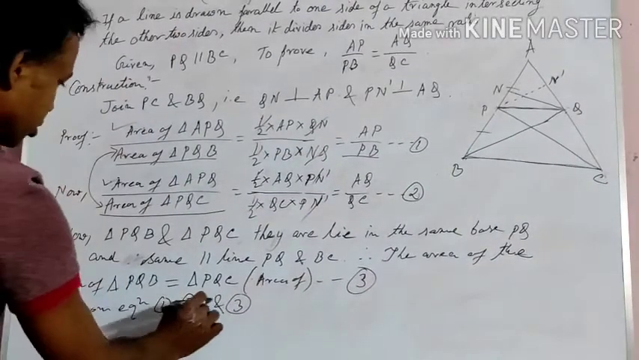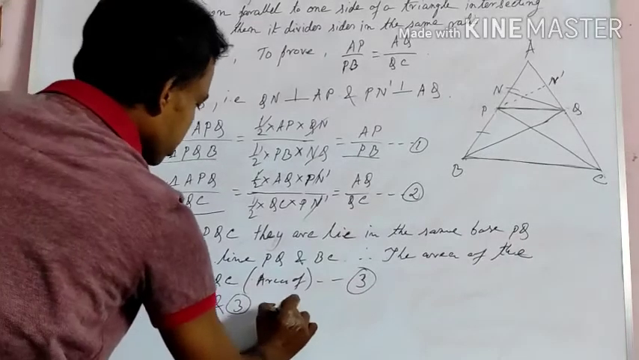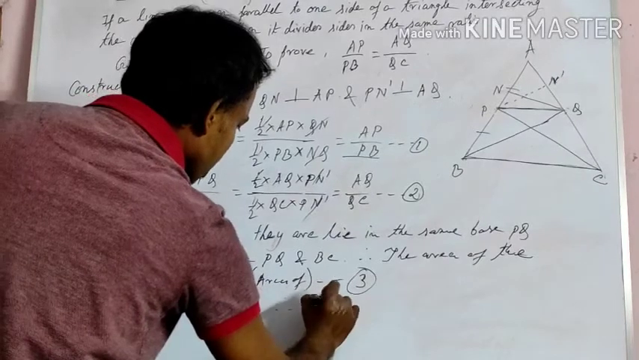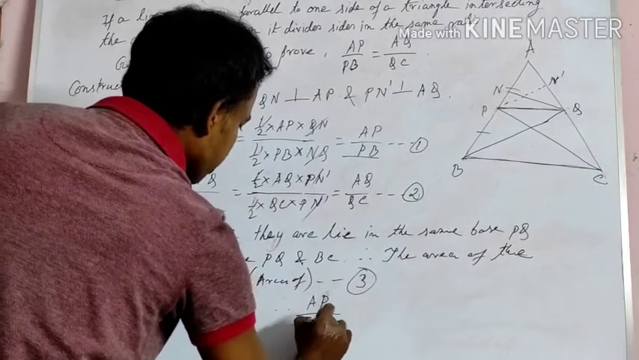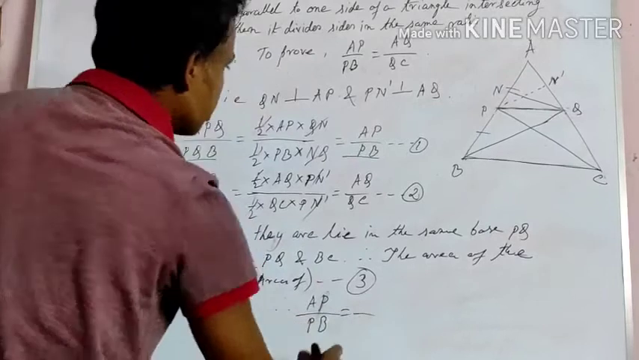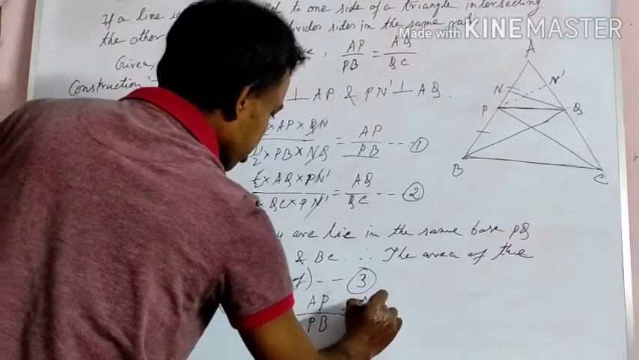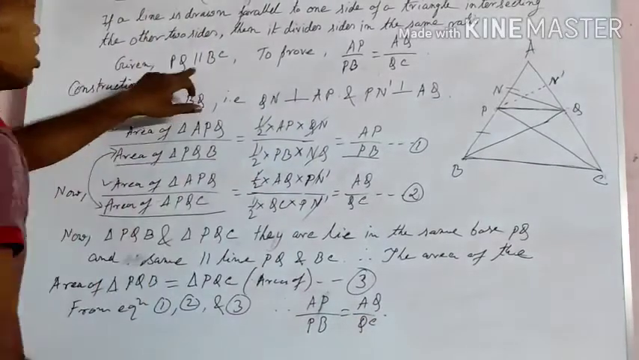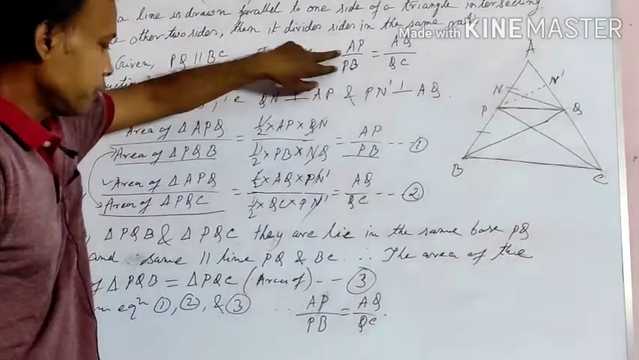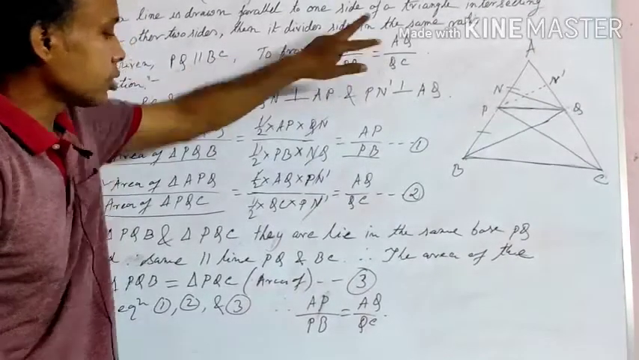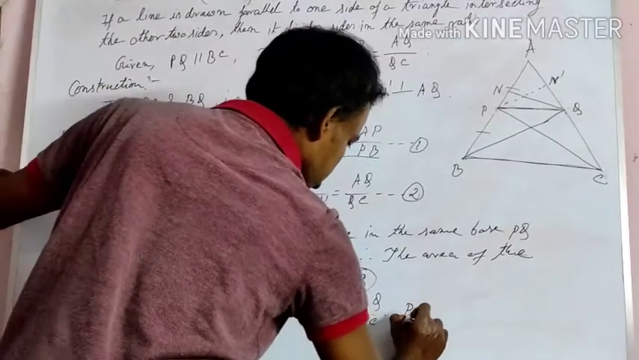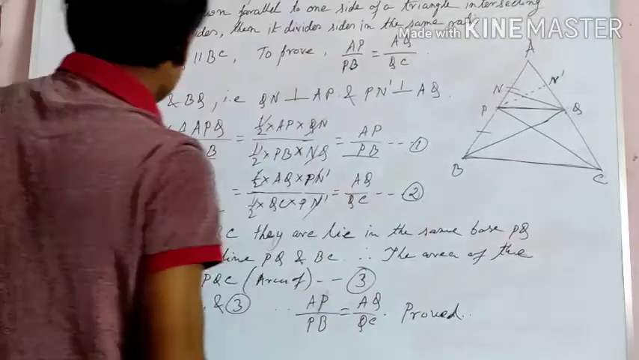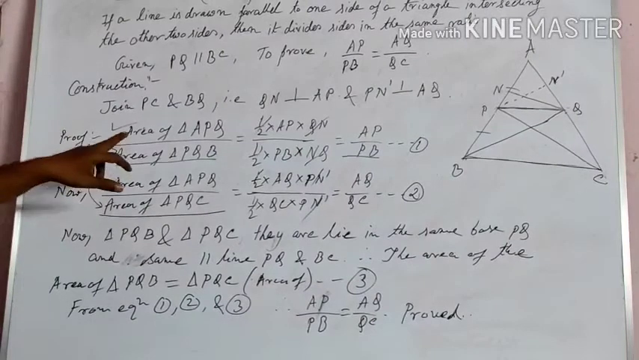Therefore from equations 1 and 2, we can write AP by PB is equal to AQ by QC. That is your ultimate aim. AP by PB is equal to AQ by QC. Proved. Very important theorem.